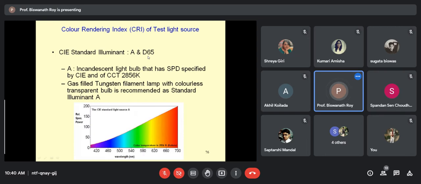Right? So if the color appearance of the test light source is warm, then standard illuminant is to be taken A. If the color appearance of test light sources is neutral white or white, then we need to take the reference illuminant or standard illuminant as D65, because to maintain the chromatic adaptation.